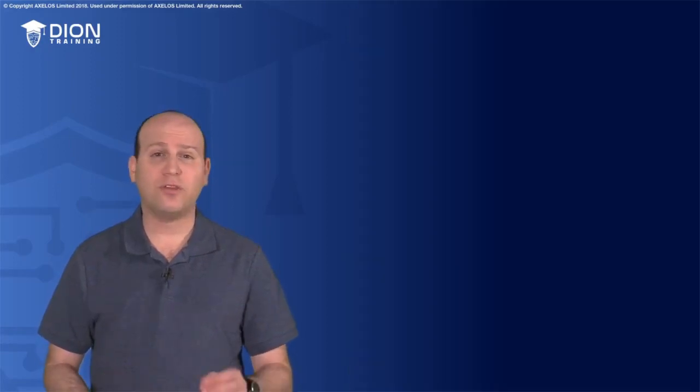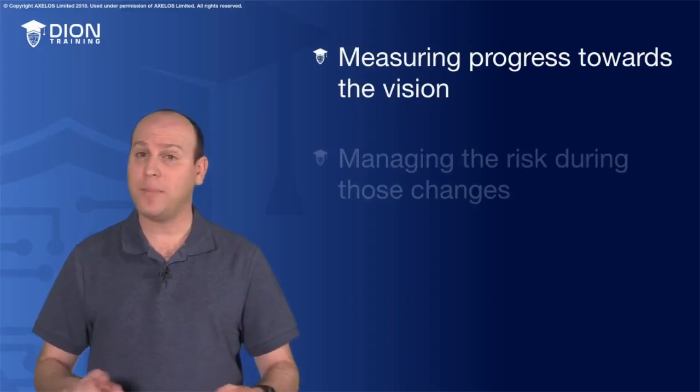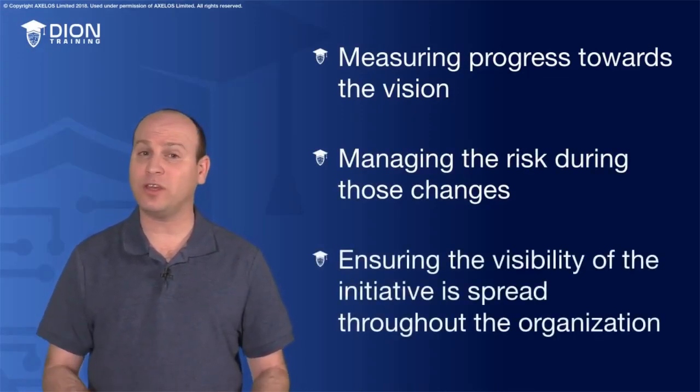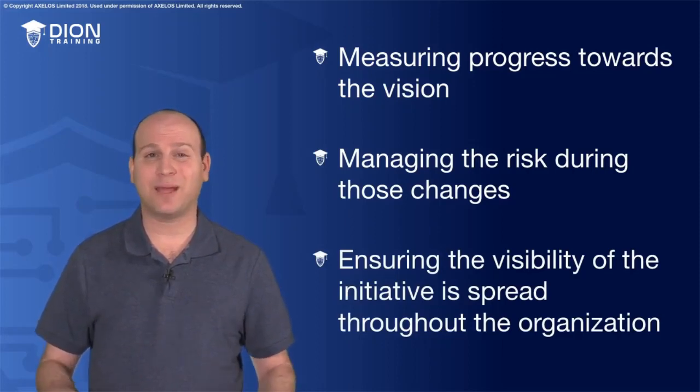During this effort, there needs to be a continual focus on measuring your progress towards the vision, managing your risks during those changes, and ensuring visibility and awareness of the initiative is spread throughout the organization so everybody knows what's going on. Once the improvement initiative is complete, we then can move on to step 6 and find out if we were successful or not.